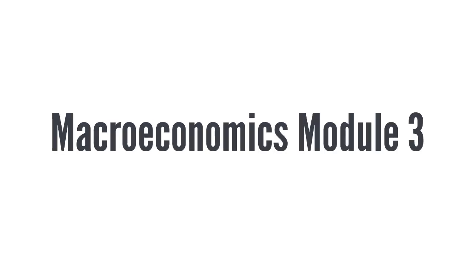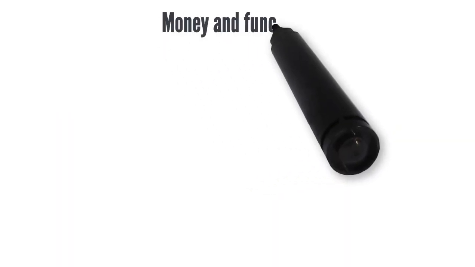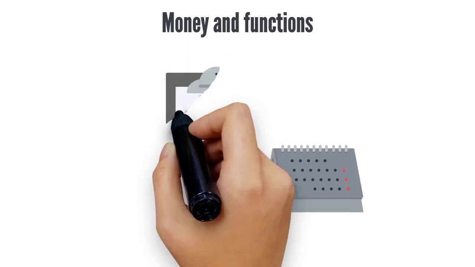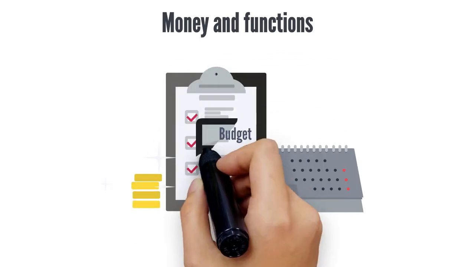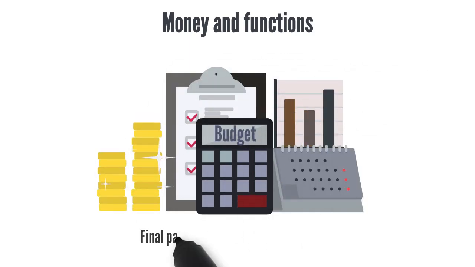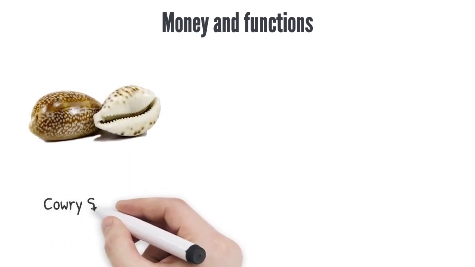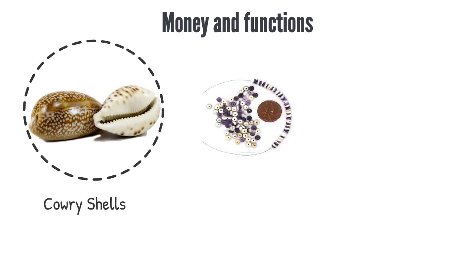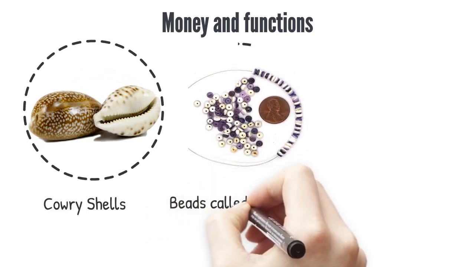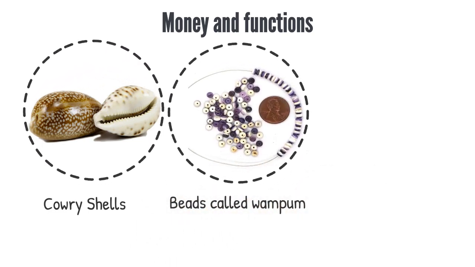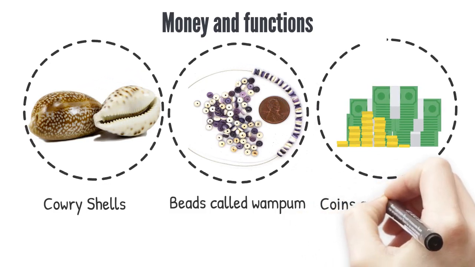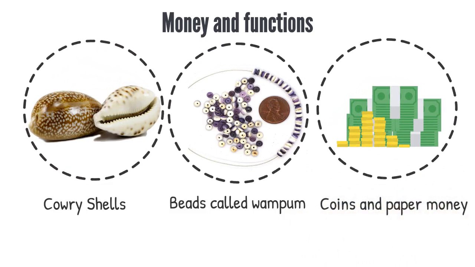This is Module 3. Money and Functions. Economists define money as any good that is widely accepted as final payment for goods and services. Money, no matter the form, such as cowrie shells in Africa, or strings of beads called wampum used by Native Americans and early American settlers, or coins and paper money, all have three functions.